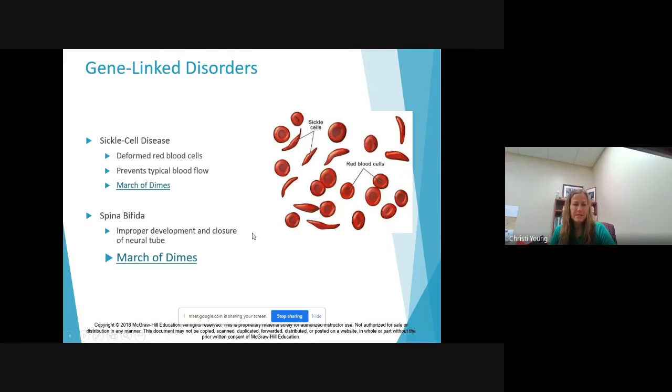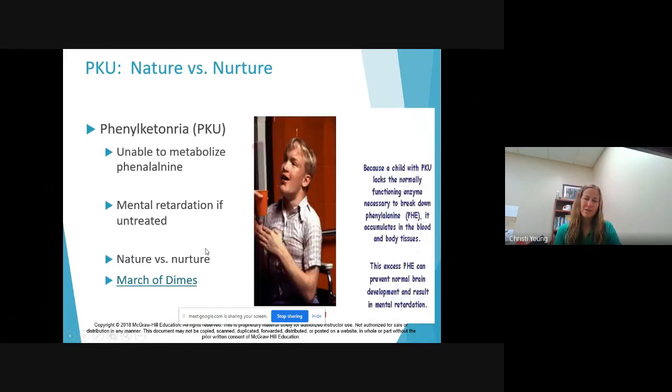Spina bifida is one that, as much as it is nature, can also be nurture, because we do know that adequate consumption of folic acid during pregnancy prevents about 40% of cases of spina bifida. So that one, as much as it is a gene-linked disorder, I also know that it can be a nurture thing. Here's another nature versus nurture case.